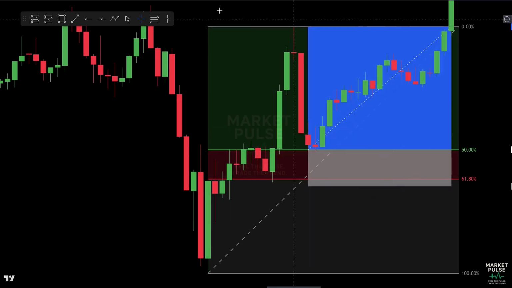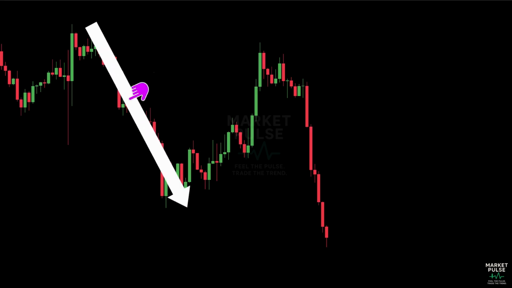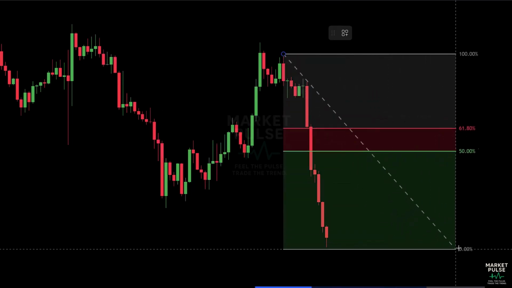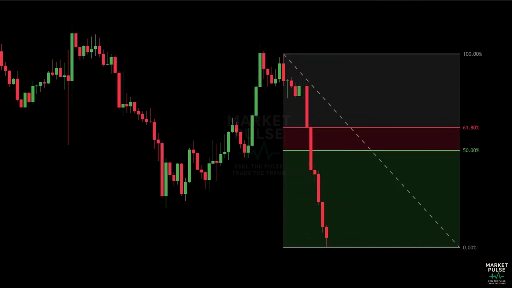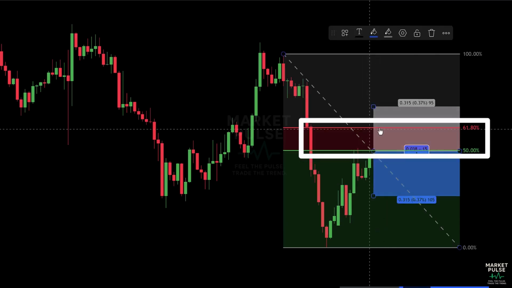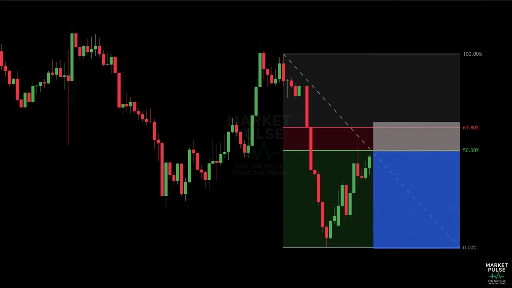Now let's flip the script and look at a bearish setup using the exact same tool. In this chart, the market is trending downward, a strong bearish impulse followed by a pullback. To apply Fibonacci here, we draw from the high of the move down to the lowest point of the impulse. As price retraces, again, pay close attention to the area between the 50% and 61.8% levels. This is our golden zone for potential short entries.